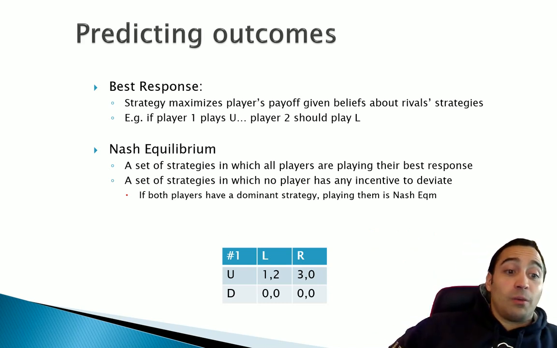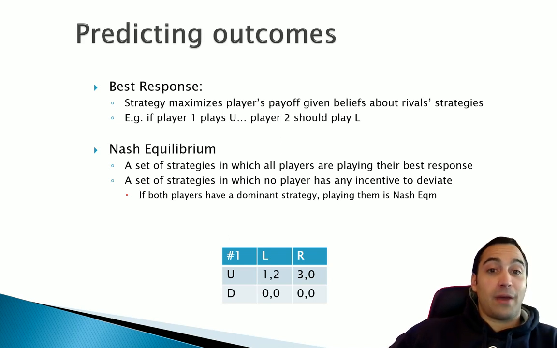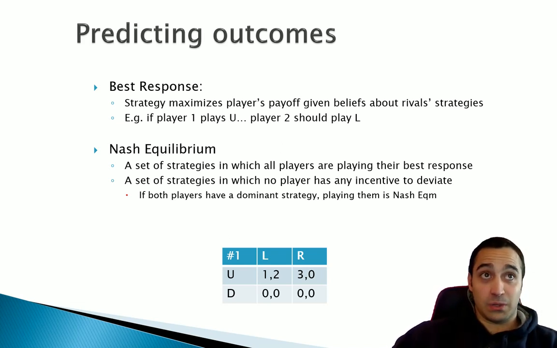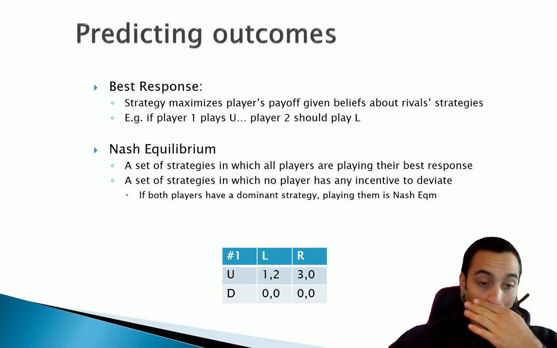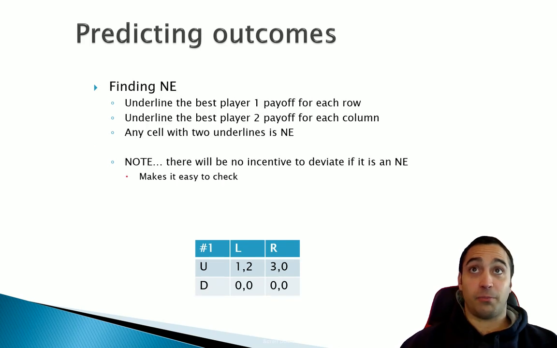The reason we want best response is it tells us how to find a Nash equilibrium. The Nash equilibrium is a set of strategies in which all players are playing their best response functions. And the reason this is useful is because if they're both playing their best response, then there's no incentive to deviate. So, let's talk about how to find best responses.